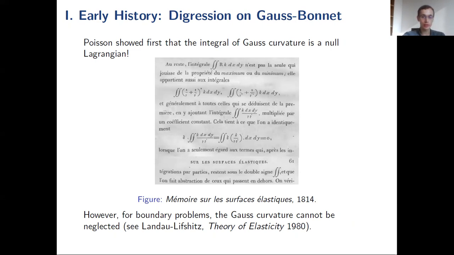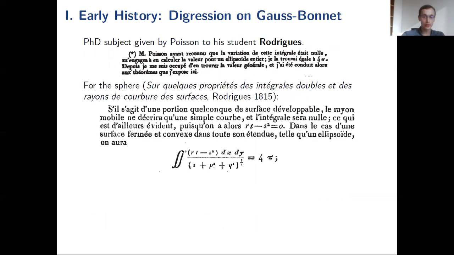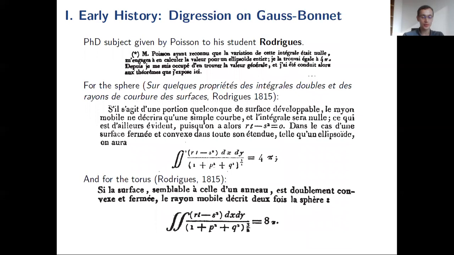Second natural question, so then my historical digression will be finished, is to compute this value for a closed surface. And it's a PhD subject that Poisson gave to his student Rodrigues. So sometimes one writes his name as Rodrigue. So for a sphere, he found the value 4 pi. So it was quite surprising that they could already do this at the time before the work of Gauss. And for tori, they found the value 8 pi. So there was a mistake, but a sign mistake. But it still shows that there was already interesting work in this direction at the time.